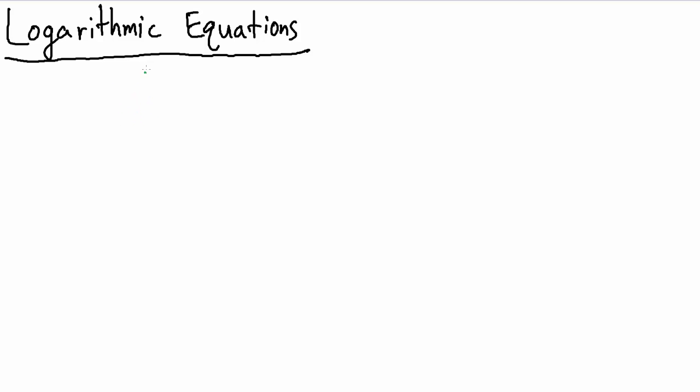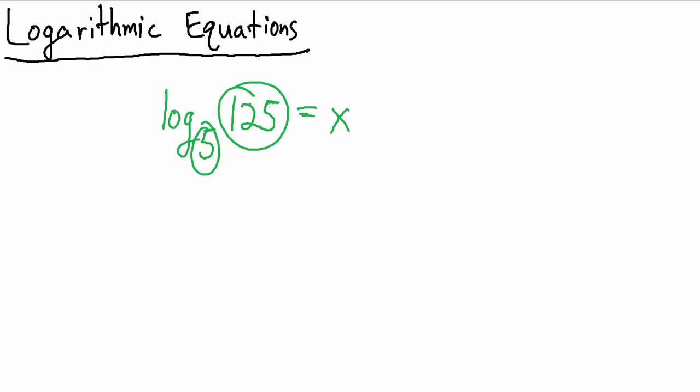Okay, here's another example of a logarithmic equation. Actually, it might be a little bit even simpler than the previous example. Here we have the base 5 log of 125 equals x. Now really all we're saying, when we look at the base 5 log of 125, is: what number does 5 have to be raised to get 125?